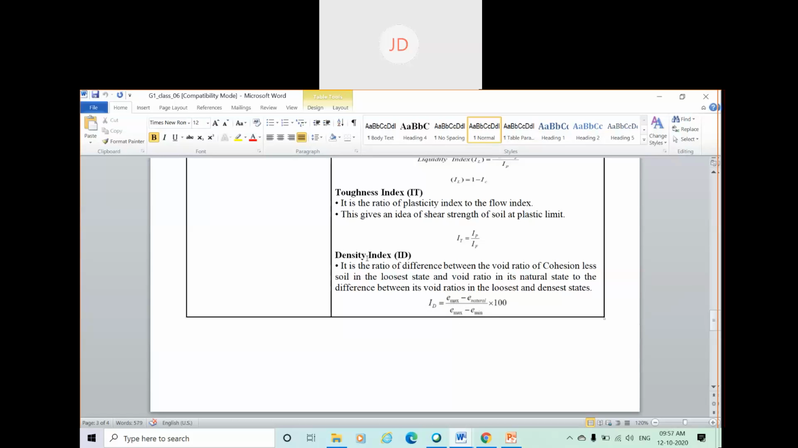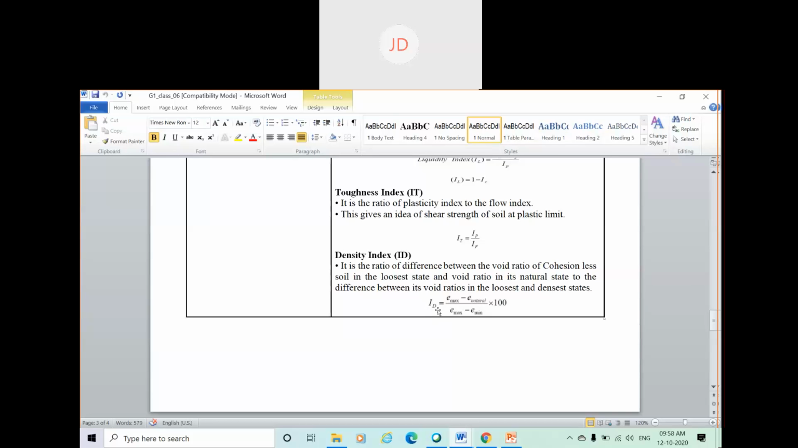So how to state the definition? It is the ratio of the difference between the void ratio of cohesionless soil in the loosest state and void ratio in its natural state to the difference between the void ratio in the loosest and densest state. It looks like a very long definition, but if you remember this formula, the definition becomes very easy. Now ID, capital I, subscript capital D, represents relative density or density index.